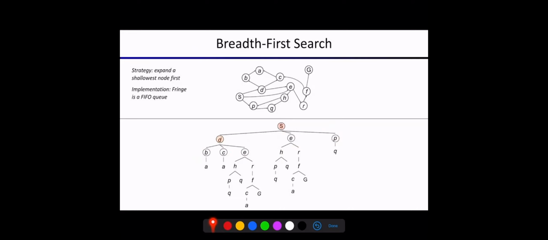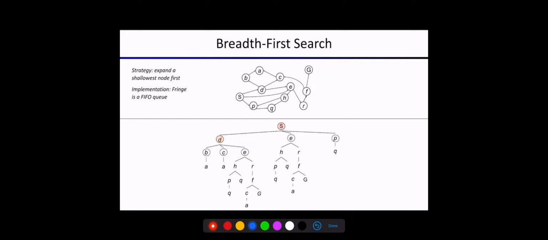The next step would be to take the next element from the fringe. Which element are we going to take from the fringe? Try to guess. We store them on a FIFO queue. So if you couldn't answer the question, you're not really understanding this very simple method.